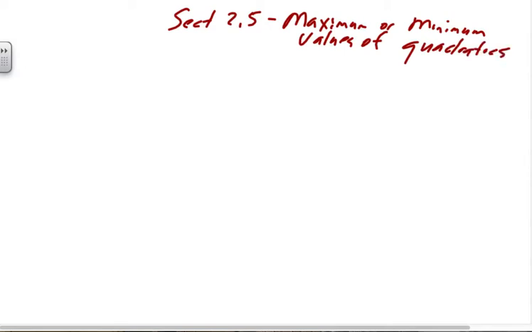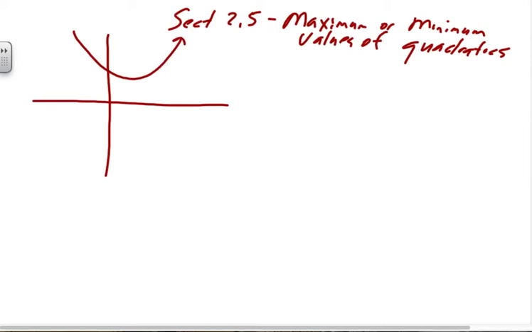Okay, so if I draw a quadratic that looks like this, the minimum value would be, if I put a ball here or here, the point to which it would roll, which is right there in the middle. This is called the vertex. And because this opens up, this would be a minimum value.